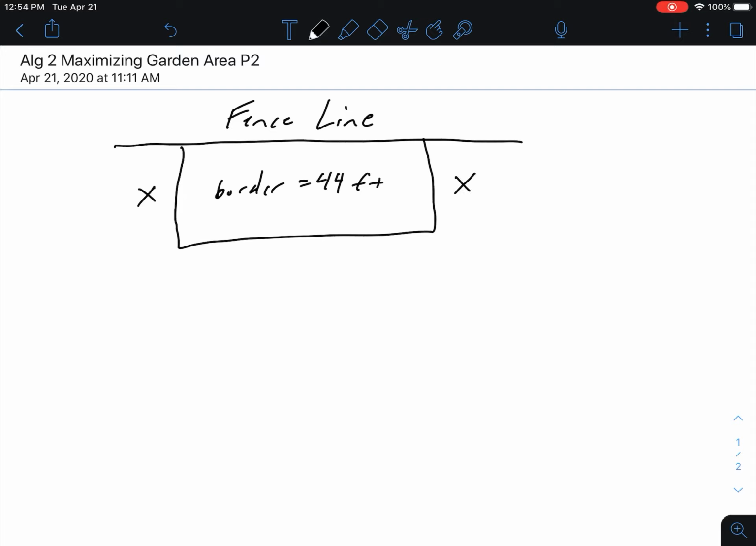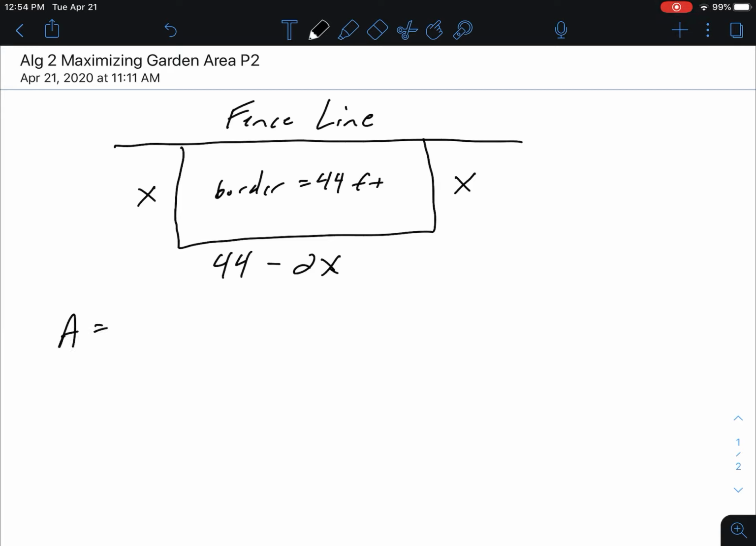Okay, so that means that the width here is also going to be X. Take that one step further, X and X would be a total of 2X for the two sides of the border. So out of that 44 feet, I'm using up 2X on the width, so 44 minus 2X is really what gives me the length of that third side. Okay, so there's my start.